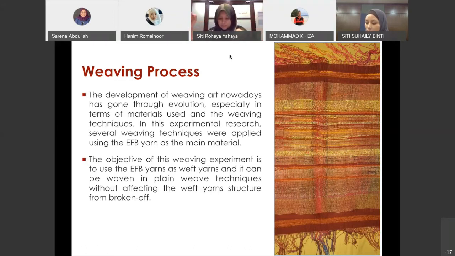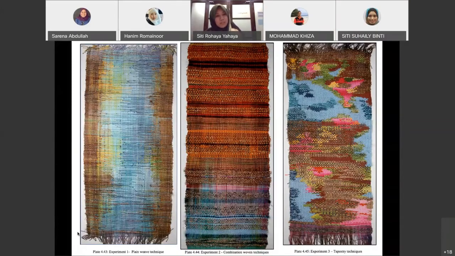Okay, the ideal size of EFB yarn as a warp is between 15 cm and 20 cm. The EFB yarn will break if the yarn used in the warp exceeds that size limit. Okay, experiment 1 is using the plain weave technique, very simple, warp and weft. And then this is a combination of twill and also varieties of yarn. And besides using only EFB yarn, I also use synthetic yarns.